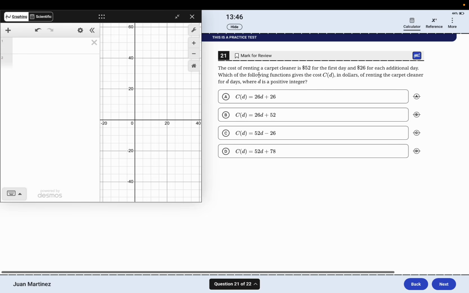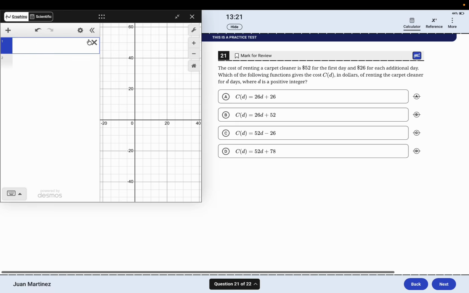The cost of renting a carpet cleaner is $52 for the first day and $26 for each additional day. Which of the following functions gives the cost in dollars of renting the carpet cleaner for D days, where D is a positive integer? Okay, this is what I'll say about this question. This is a very common question. It appears quite a bit, so really pay attention to this one because I've seen this quite a lot.